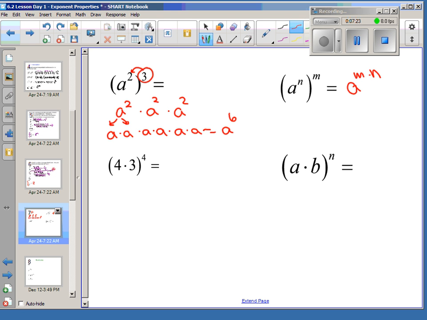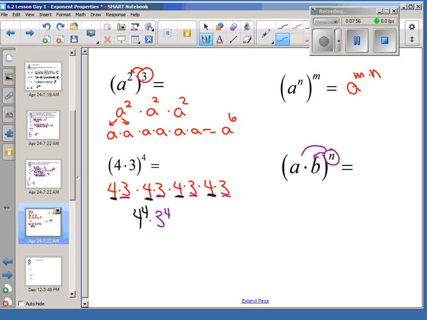Similarly down here, so 4 times 3 to the 4th, we have 4 times 3 times 4 times 3 times 4 times 3 times 4 times 3. And if we think about combining some of these like terms, we have a 4 and a 4 and a 4 and a 4. And we have a 3, a 3, a 3, and a 3. So this is really 4 to the 4th times 3 to the 4th. So if we have some product inside of parentheses and we raise it to an exponent, we have to make sure we distribute that exponent, whatever it is, to both terms. So a to the n times b to the n.